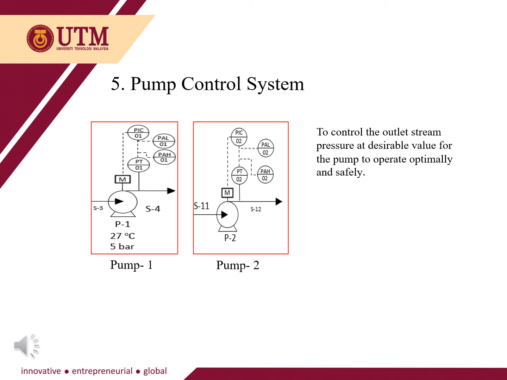This is the pump control system. It is used to control the outlet stream pressure at a desirable value for the pump to operate optimally and safely. What does PT indicate? It means pressure transmitter, while PIC indicates pressure indicating controller, PAH pressure alarm high, and PAL pressure alarm low.